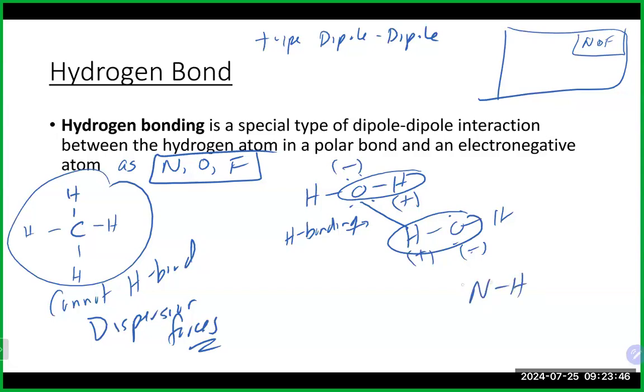How about ammonia? Can it hydrogen bond? Ammonia can hydrogen bond. It's a polar molecule. It also has a nitrogen directly attached to a hydrogen, and it can do hydrogen bonding as well. So again, just because there's a hydrogen present doesn't mean it has the ability to hydrogen bond. It needs to be directly attached to one of those things, a nitrogen, oxygen, or a fluorine, to be able to do so. Any questions on that?